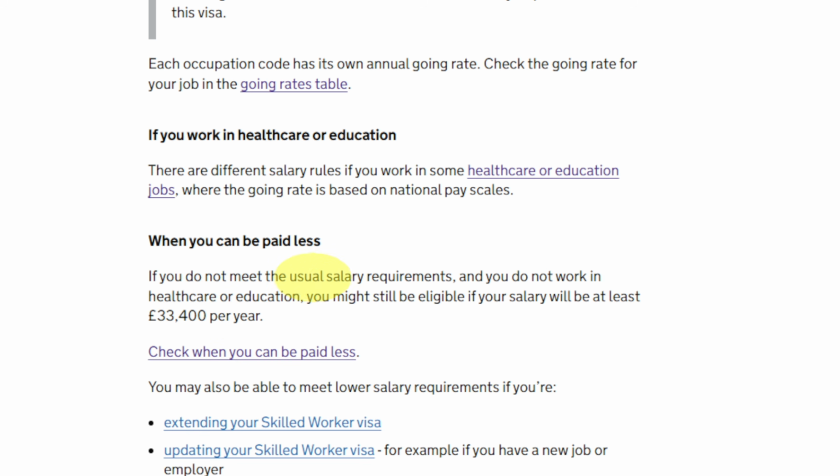If you do not meet the usual salary requirement and you do not work in healthcare or education, you might still be eligible if your salary will be at least 33,400. Obviously because you are extending your visa, updating your visa, or you are a fresh graduate. So this is what the rule is.